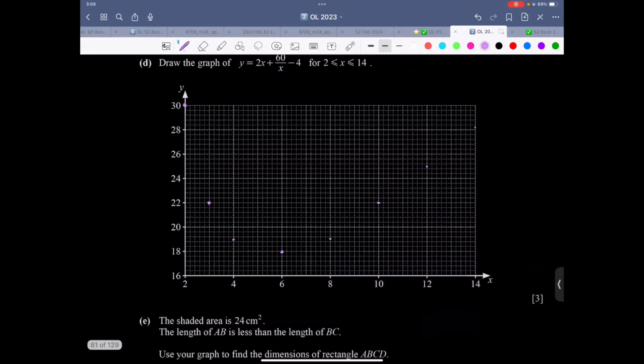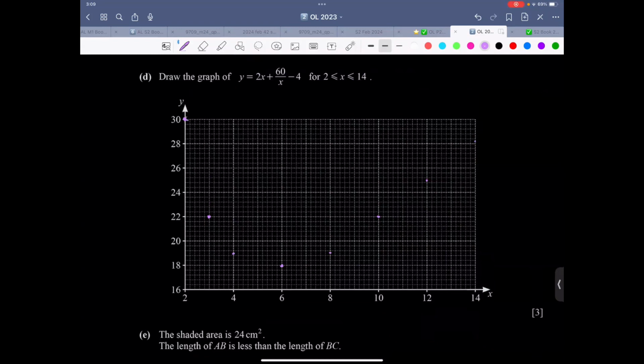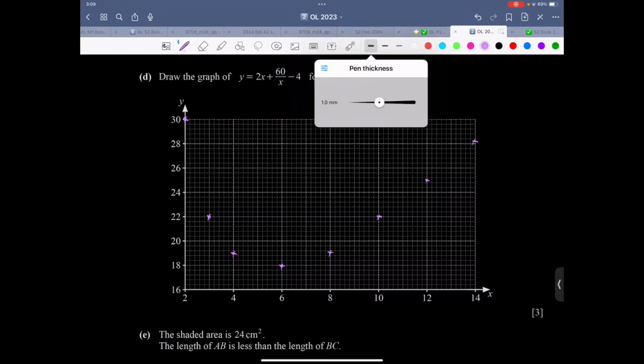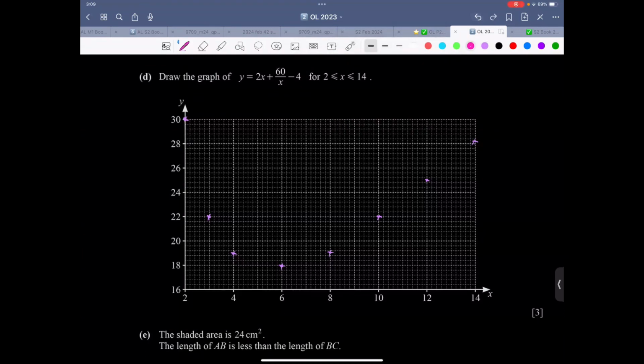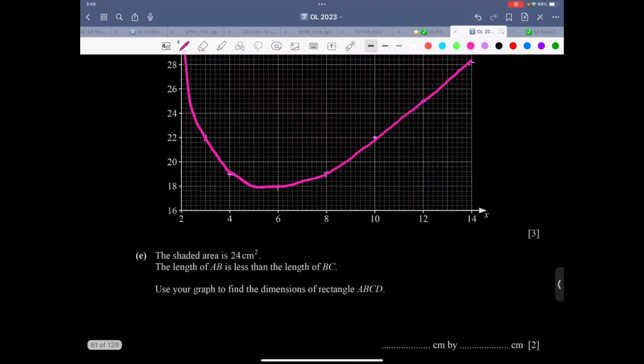So now let me mark these with crosses like this so that it becomes more visible. And then let's join it using a thick line, in a different color. So I've drawn it in one single shot. The shaded area is 24.